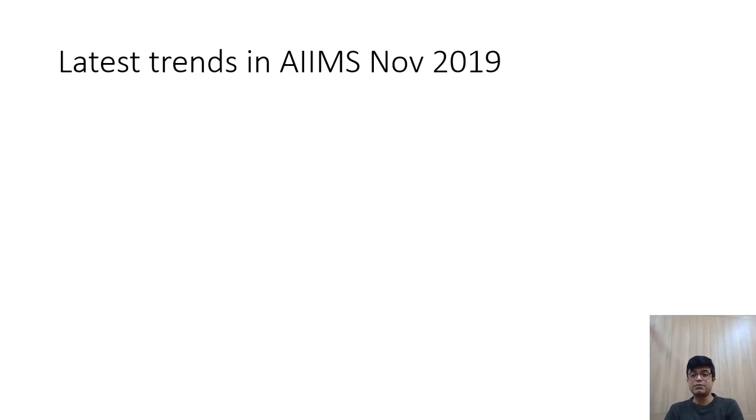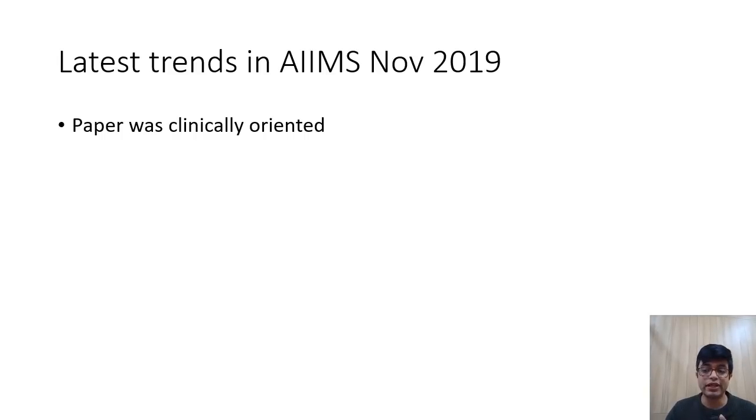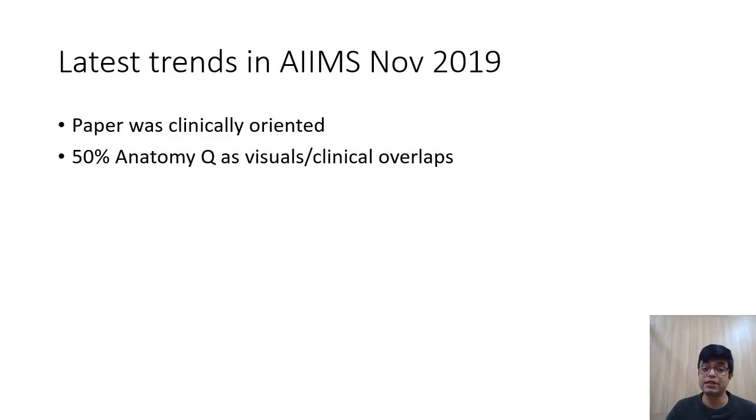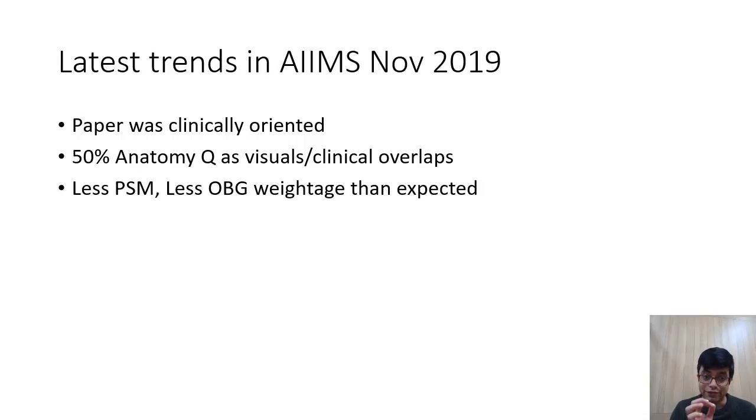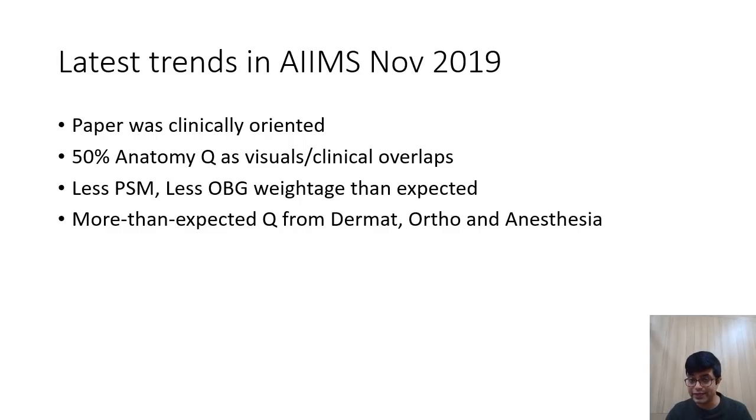What happened in the last paper? Because AIIMS has a tendency to repeat the trend for a few years. The last November paper was hugely clinically oriented. 50% of anatomy questions were visuals or clinical overlap. So it was not directly asking the most common artery supplying this structure. They were associated with a clinical stem. There was less PSM, although PSM is usually important for AIIMS, but there were fewer questions from PSM, and less weightage of obs gynae than expected.